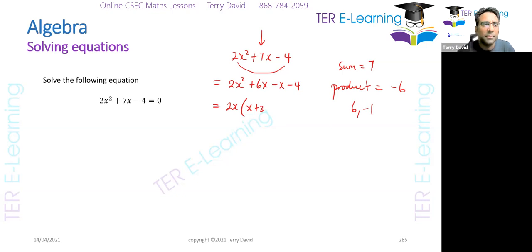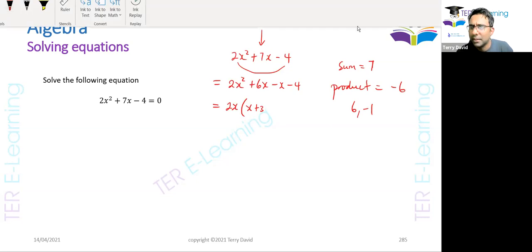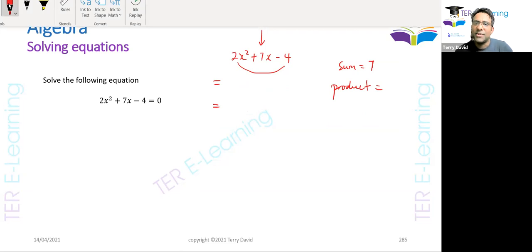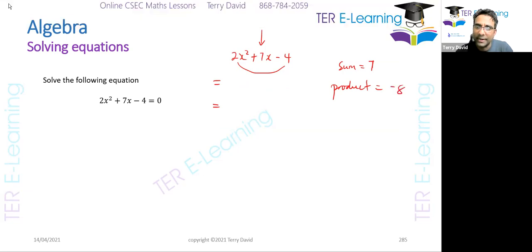Okay, so hold on. I made a mistake here. Let's fix this. So the sum of the two numbers, yes, it is plus 7. And the product of those two numbers has to be minus 8, not minus 6. So that is my fault. I have a tendency to do that. 2 multiplied by 4, I don't know why I add it in my head sometimes. So it's minus 8. So those two numbers will be 8 and minus 1.